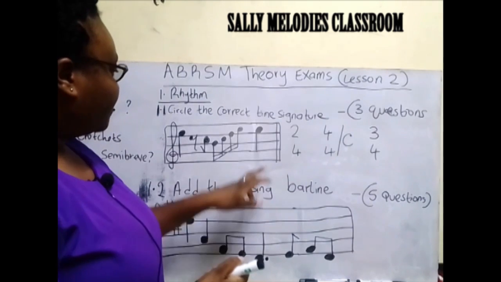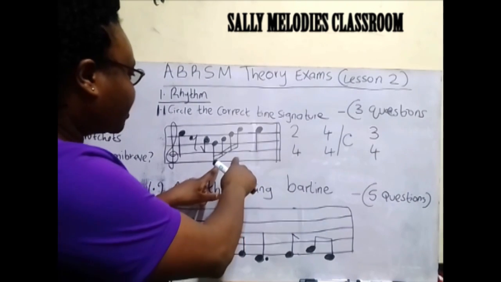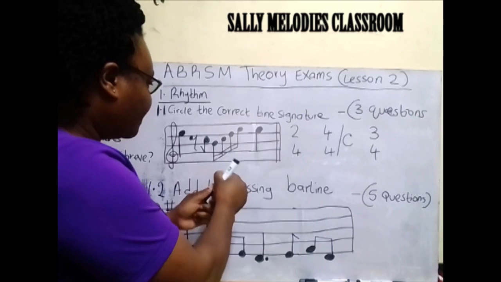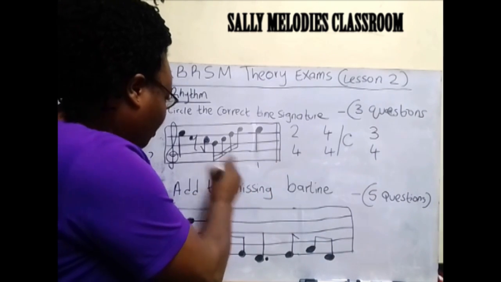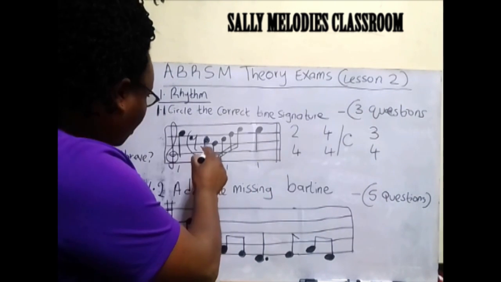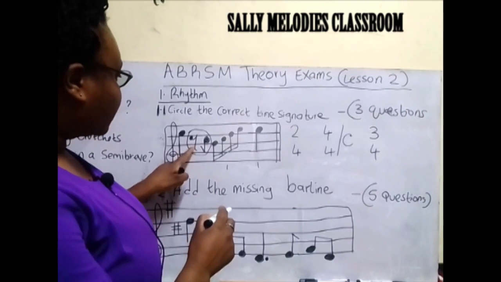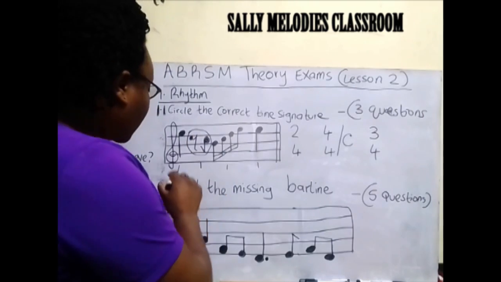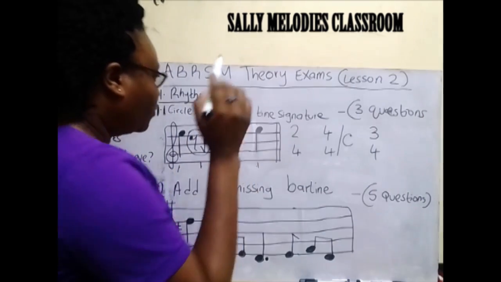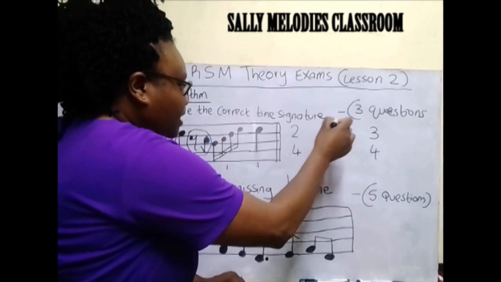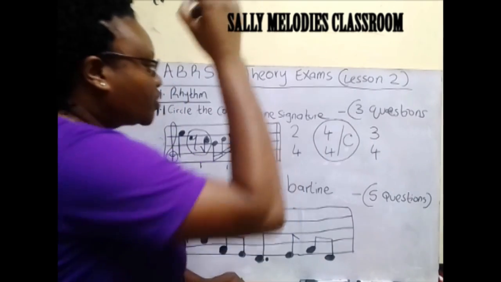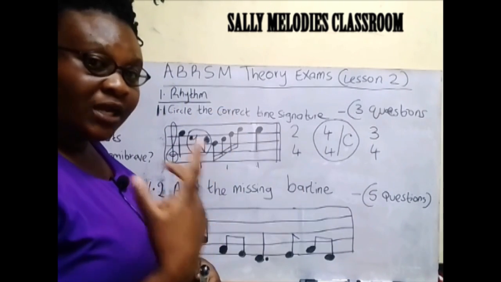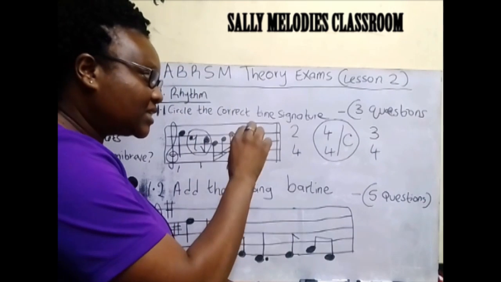This is 1 crotchet. The 4 semiquavers will give you another crotchet, and this is another crotchet. The quaver and its rest will give you another crotchet. So you count 1, 2, 3, 4. So the answer is the one in the middle. You circle it like that. But for the online exam, just highlight and then click the answer.